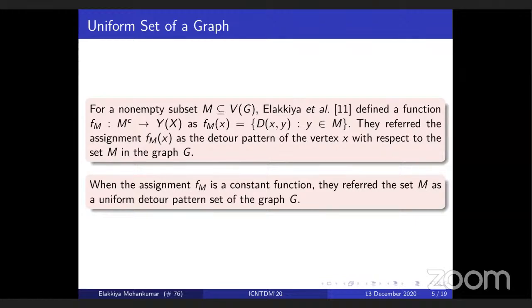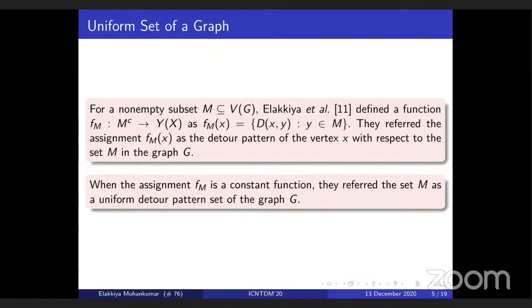For a non-empty subset M contained in the vertex set of G, we define a function f_M from the complement of M as f_M(x) equal to the set of D2 distances between x and y, where y belongs to M. It is referred to as the assignment, that is f_M(x) as the D2 pattern of the vertex x with respect to the set M in the graph G.